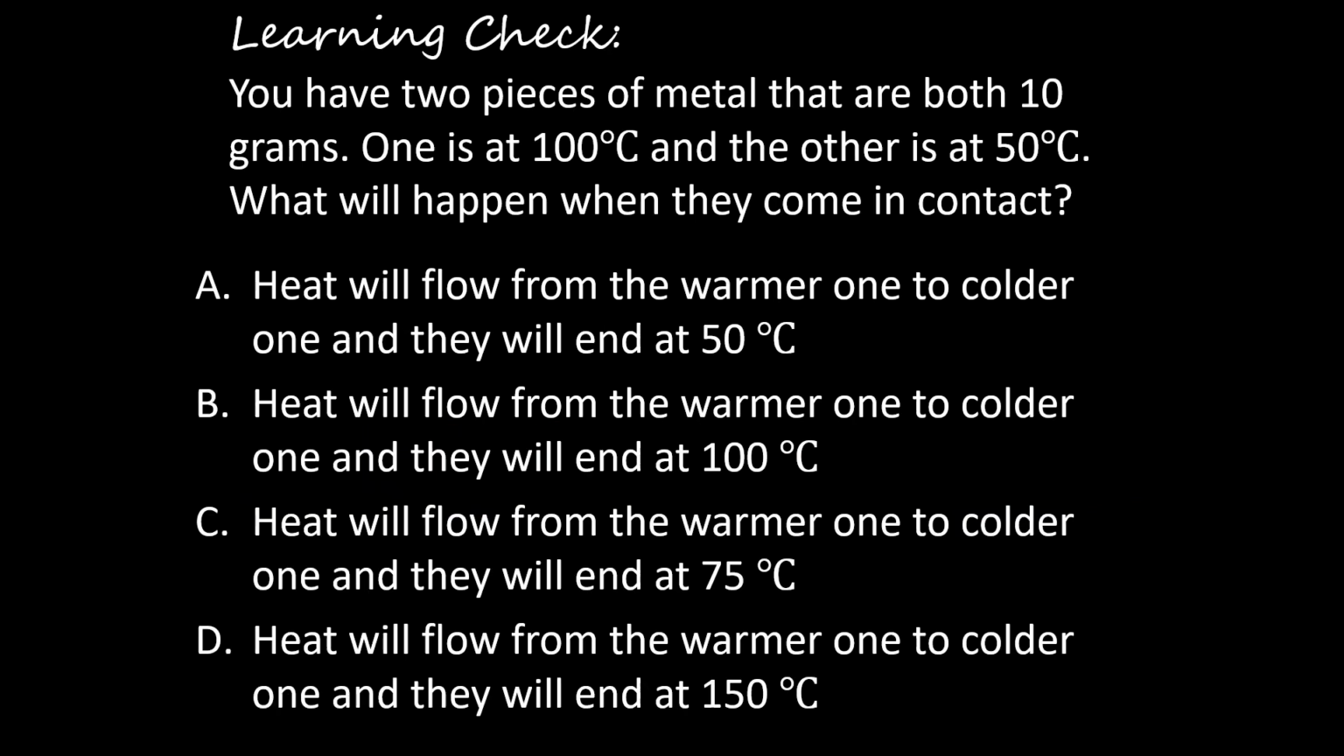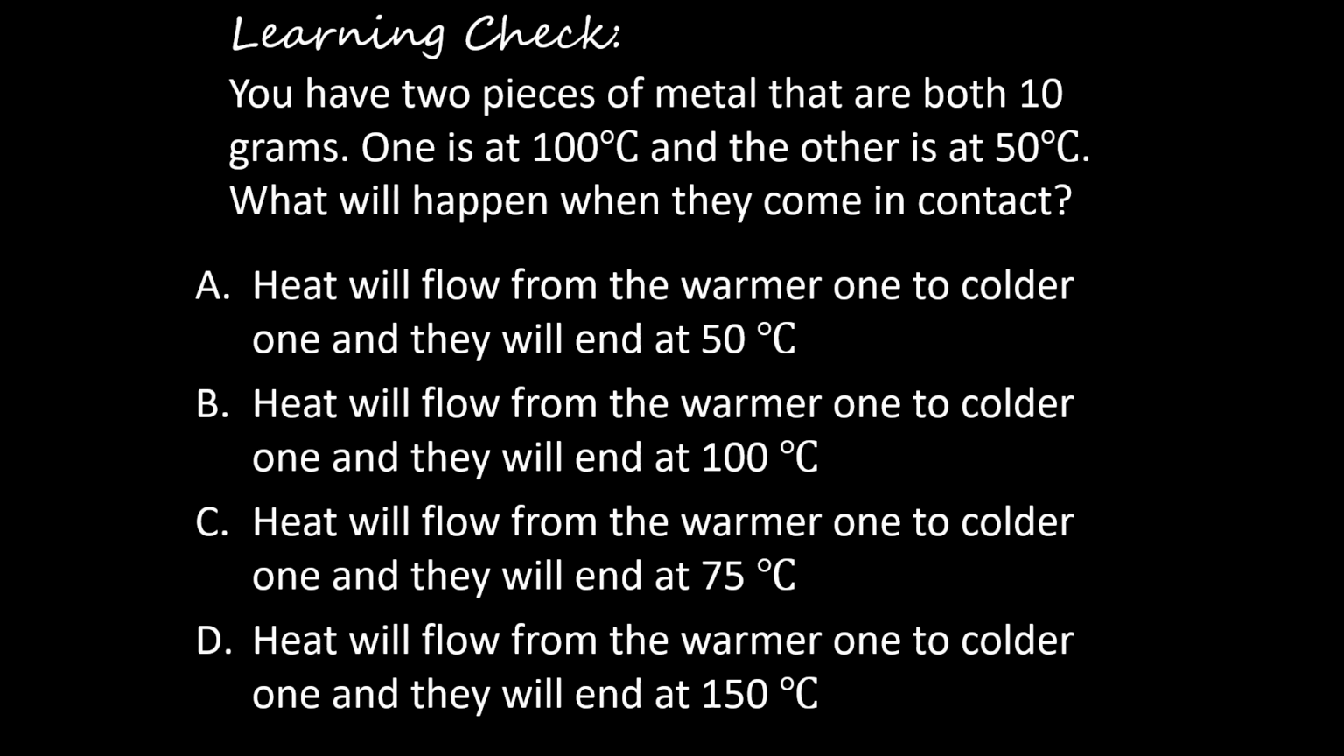So let's take a look at this one. This one's a little bit more difficult. Well, a little bit more thinking. So we're going to, again, pause it, think about it, and then check your answer. So you have two pieces of metal that are both 10 grams, so equal masses, same metals. One is at 100 degrees Celsius and the other one is at 50 degrees Celsius. What will happen when they come in contact? So pause it, read your answers, and decide what you think.